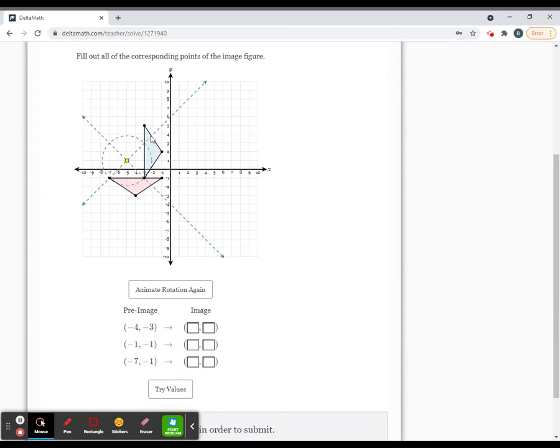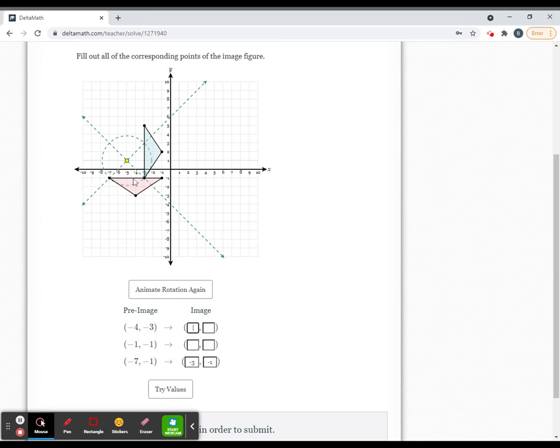And now it wants to make sure that we know where all the points actually go. So maybe let's look at the point that we had on the circle, -7, -1. That's this last one down here. Where did that one go? If we follow that, it goes to -3, -1. So down here, I'm going to put -3, -1.